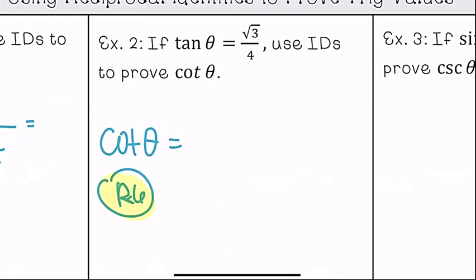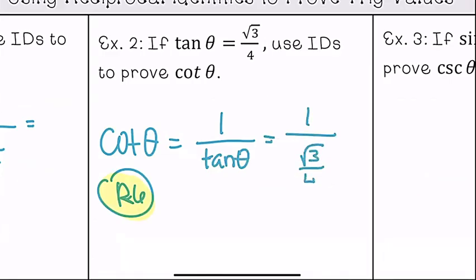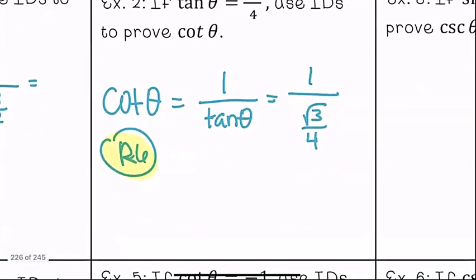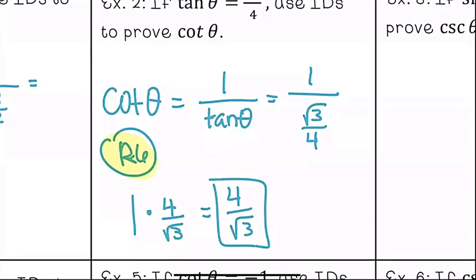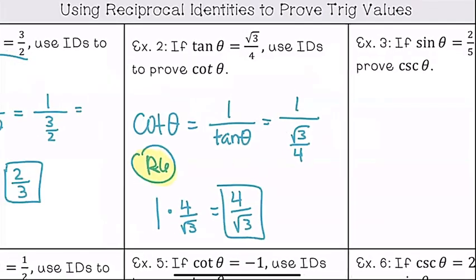For R6, I'm just going to flip it over. So 1 over the tangent is going to be 1 over root 3 over 4. And to do that, remember I multiply by the reciprocal, so I keep the top, change to multiply, and I flip the bottom. Anything times 1 is the other number. And I just flipped it over. That's how I got here.